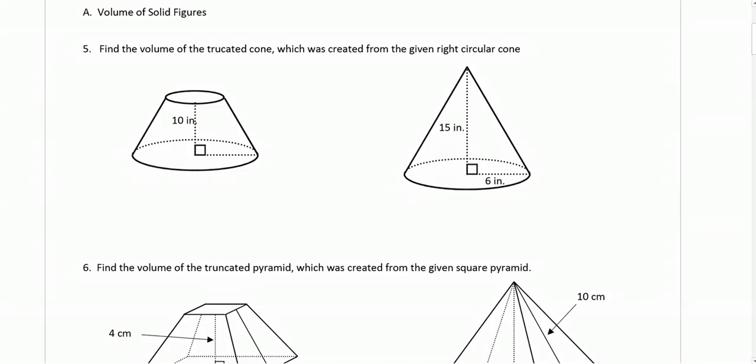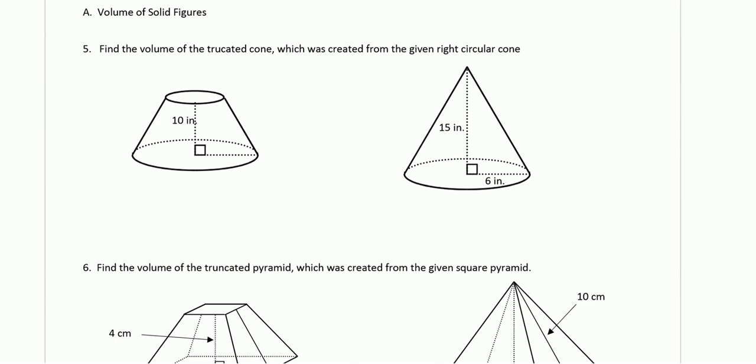So this is taken from the first worksheet in Unit 9, and we're looking at finding volumes of solid figures. First one is number 5 from that first worksheet, and it says find the volume of the truncated cone which is created from the given right circular cone.